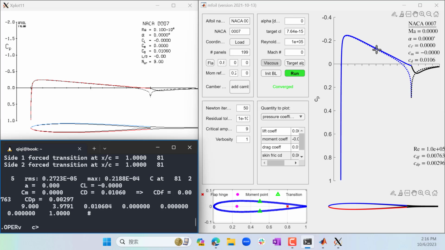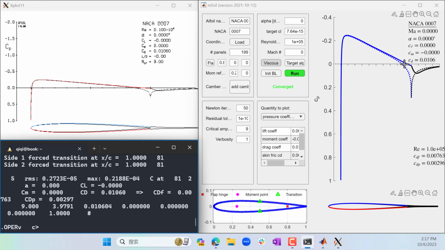Okay, so first of all, let's examine these two plots. These two plots are pressure plots, CP. In Xfoil, you are going to see a black dashed line and a colored solid line.